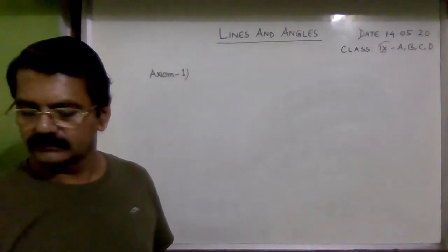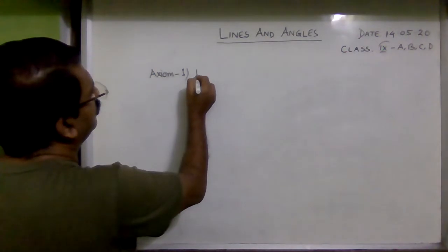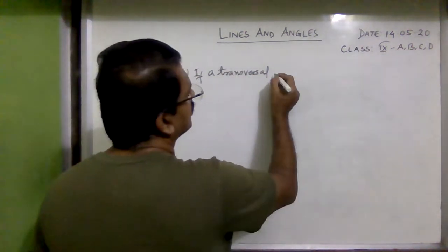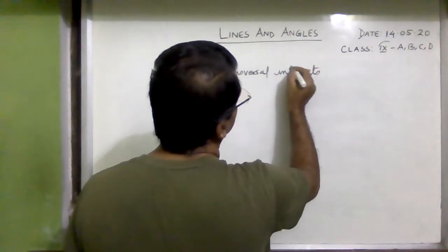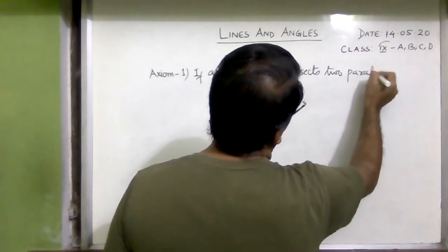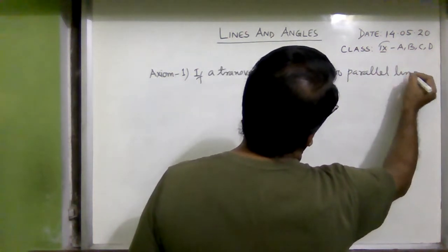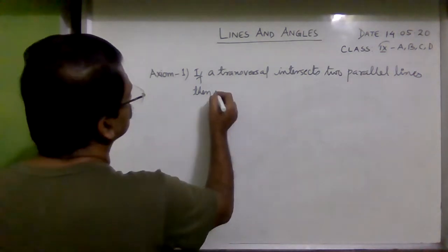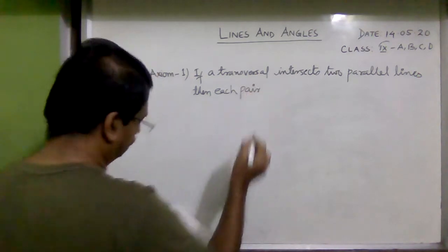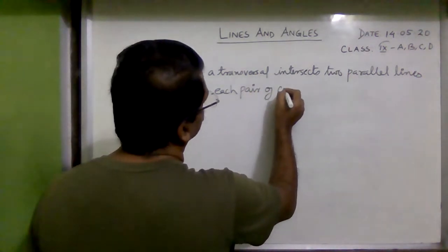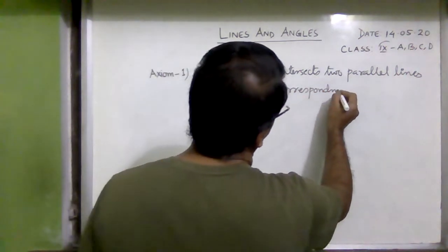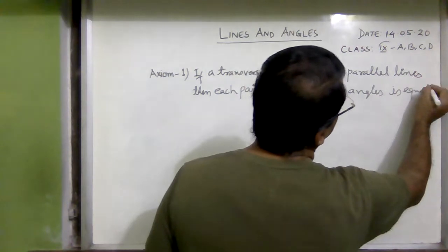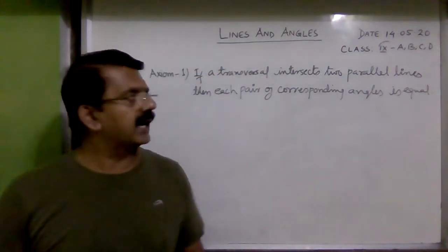Axiom 1, if a transversal intersects two parallel lines, then each pair of corresponding angles is equal. Each pair of corresponding angles is equal.